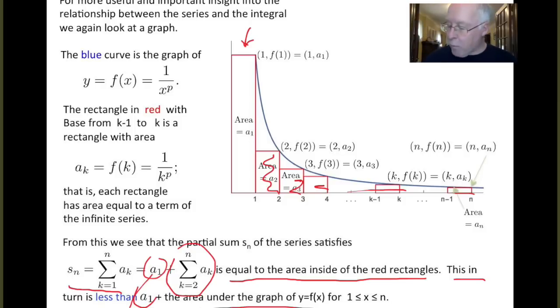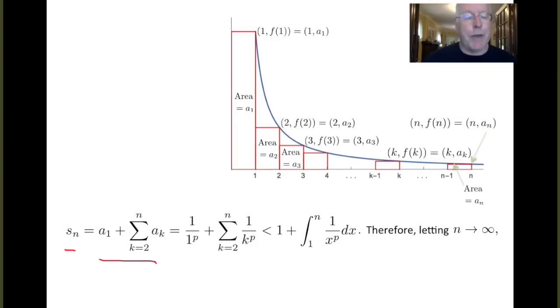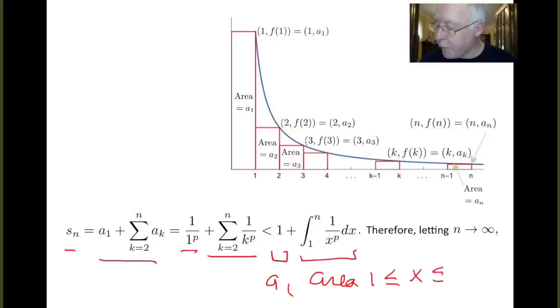So again, the a1 stays out in front, and then the series from 2 to n, the sum from 2 to n, a sub k, is less than the area under the graph as we see from this picture. So that leads us to the following, that s sub n, which is a1 plus the sum k equals 2 to n a sub k. And remember, a sub 1 is 1 over 1 to the p in this example, and a sub k is 1 over k to the p. And this is less than, here is a1 again, and here is the area under the graph, where x is between 1 and n.